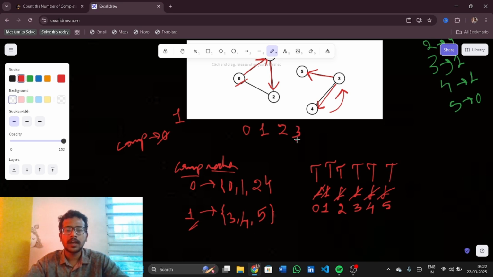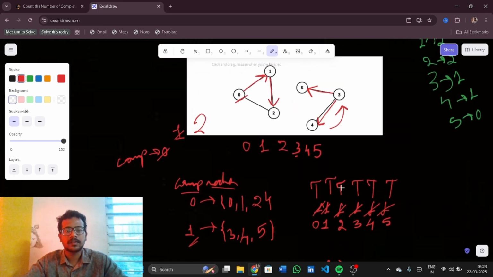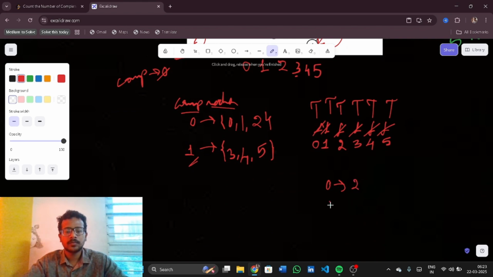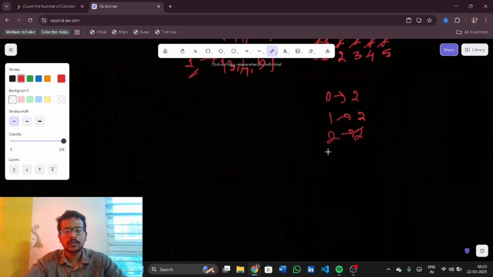So after this I will increment my component to 2. There is no need, but I will increment it in the code. So 4, is it visited? Yes, it is visited. 5, is it visited? Yes, it is visited. Now let me write the degree for every node. For 0, 1 and 2 it is 2. Now for 3, 4 and 5: for 3 it is 2, and for 4 and 5 it is 1, right?